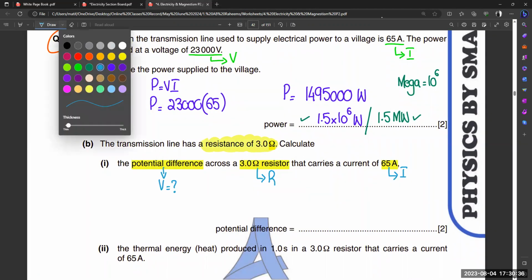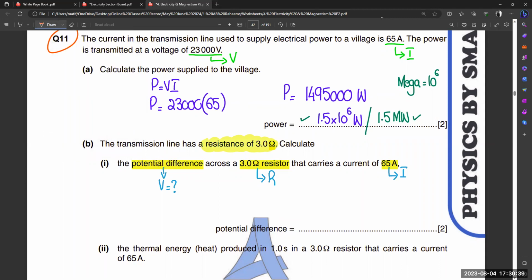We know that we apply Ohm's law on a fixed resistor, when the value of resistance remains the same. So here the value of the resistor is fixed, 3 ohms. So we are going to use the same formula for Ohm's law, V is equal to IR. So 3 times 65 is 195. So 195 is the final answer.